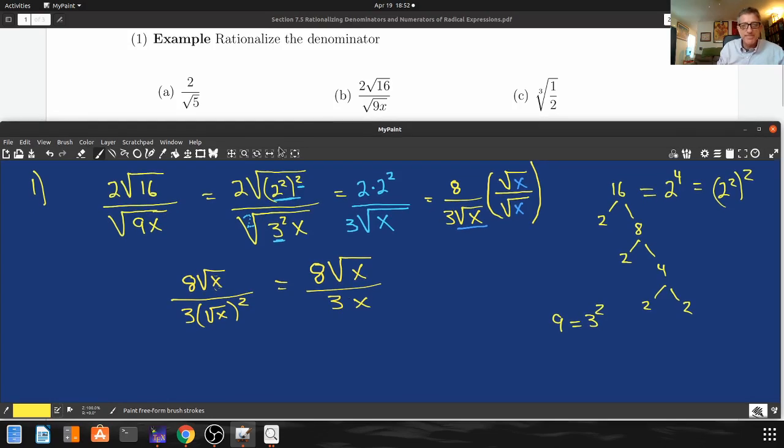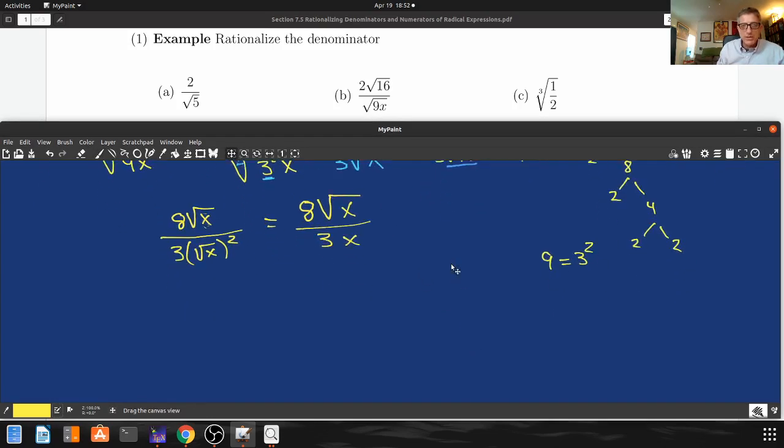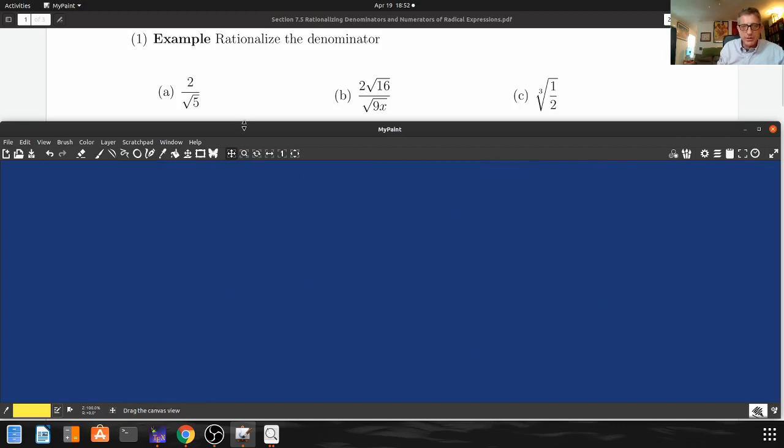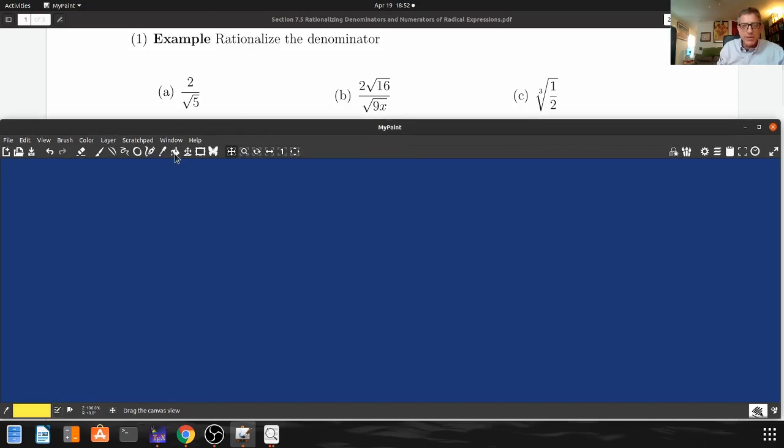Okay. So rationalizing denominators is not so bad. If you can rationalize the denominator, you can also rationalize the numerator. I cannot think in my entire life when I've ever had to rationalize a numerator, but we will look at one example of that.